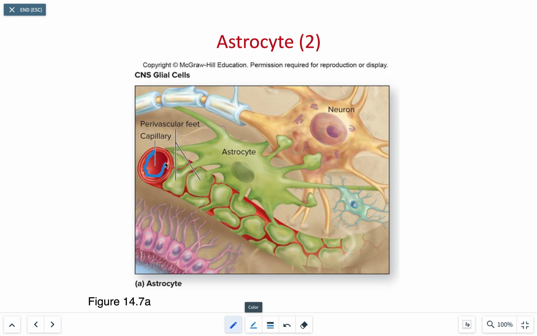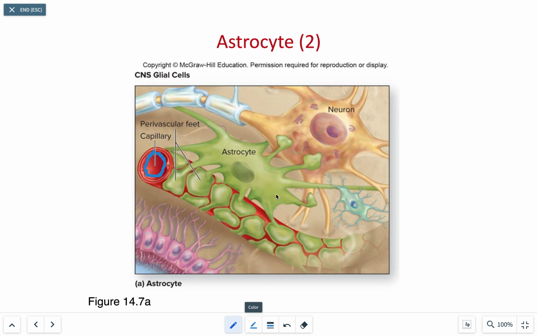So their job is to be responsible for maintaining the permeability characteristics of this endothelial lining, not allowing certain ions to cross over into the interstitial fluid. This endothelial lining controls the chemical exchange between the blood and the interstitial fluid.